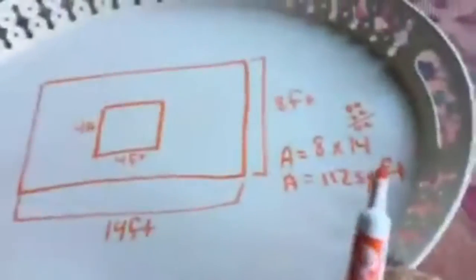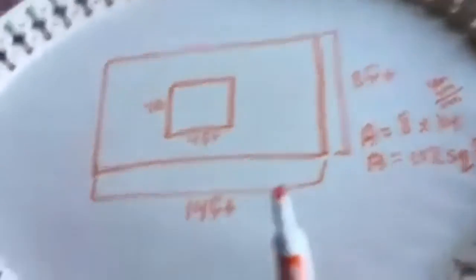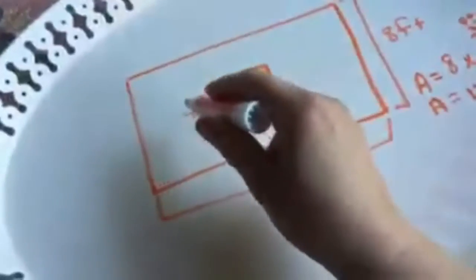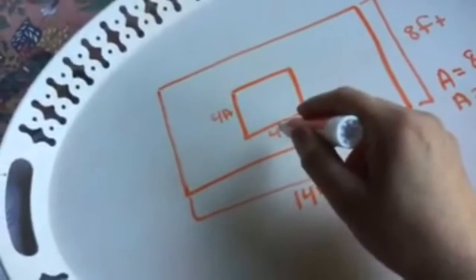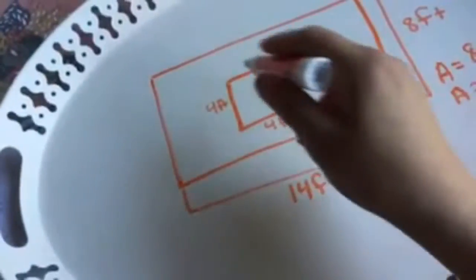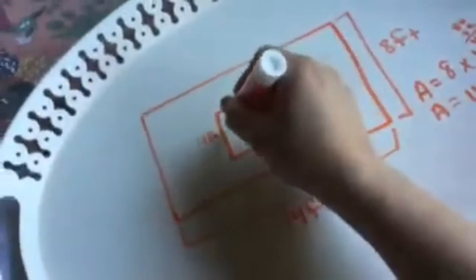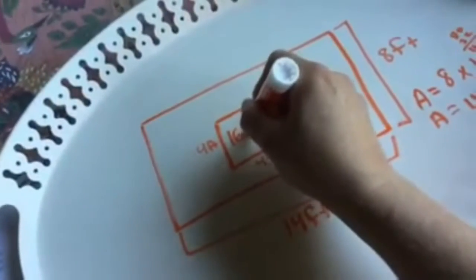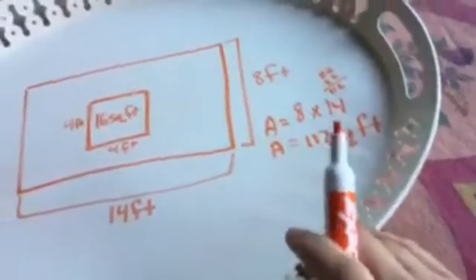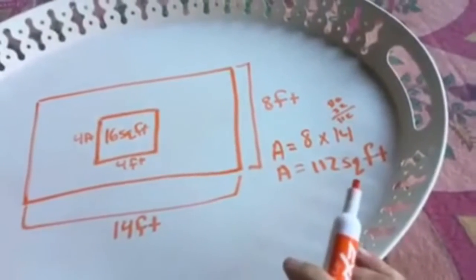And then I'm going to take a look at this little inside window. And this little inside window happens to be a square. It's 4 feet by 4 feet. In this case, I'm just going to multiply this length times this width, or width times length, excuse me. And 4 times 4 is 16 square feet. So now I have 16 square feet over here. I have 112 square feet over here. And I have one thing left I have to do.